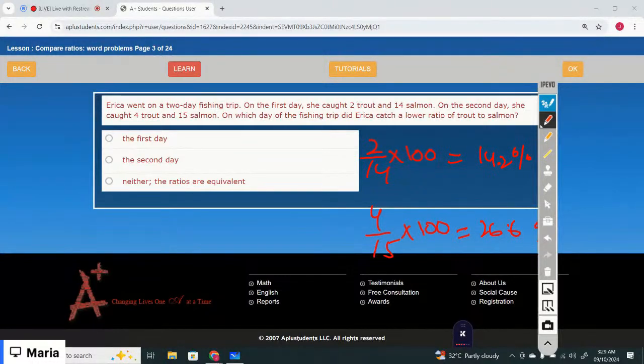So, on which day of the fishing did Erica catch a lower ratio of trout to salmon? So, which is the correct option? That is 2 to 14, right? 14.2 is smaller than 26.6. So, that means on the first day, that is a lower ratio of trout to salmon. Option number 1 is the correct option. The first day it is.